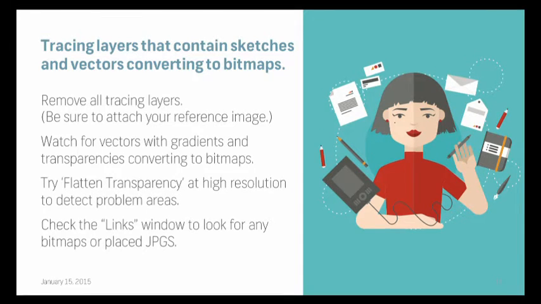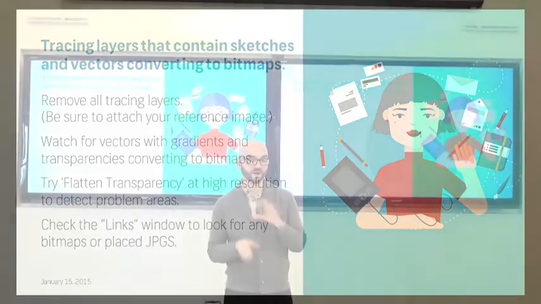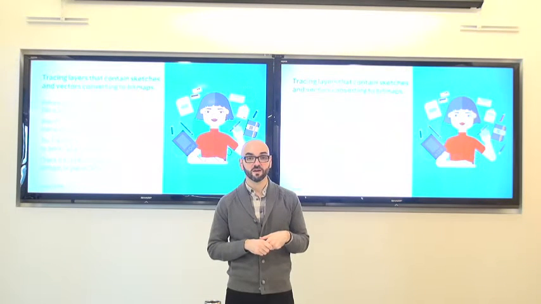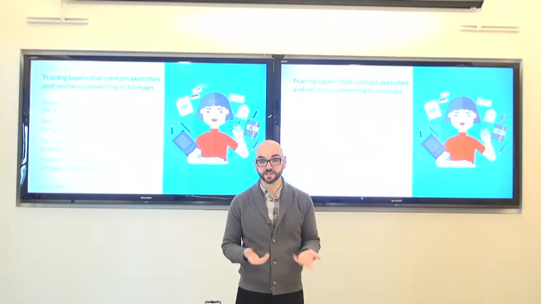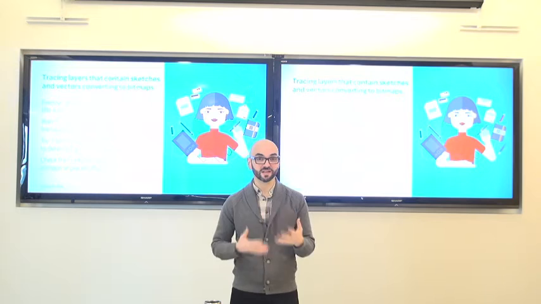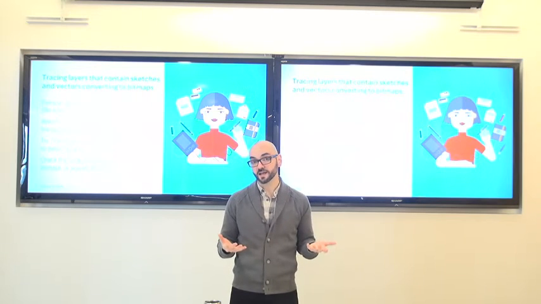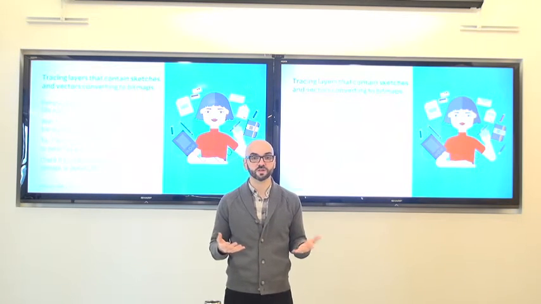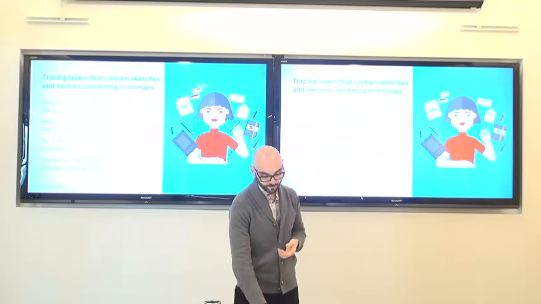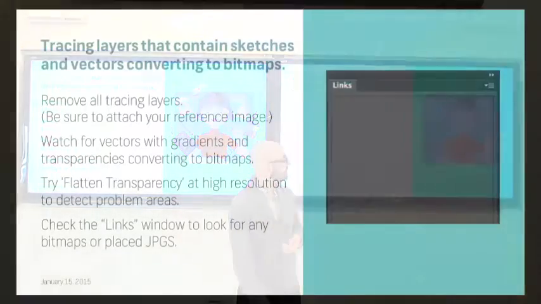And then another way to double check that you don't have any placed layers or any bitmap effects or vectors that have converted into bitmap, you can check the links window and see if there's anything there. Again, this is exactly what our reviewers are looking at. They're looking to see if there are links in your file. So let's take a look at what that looks like.